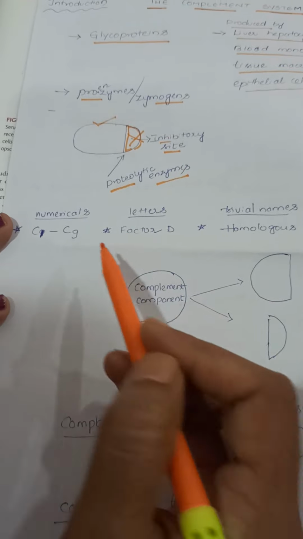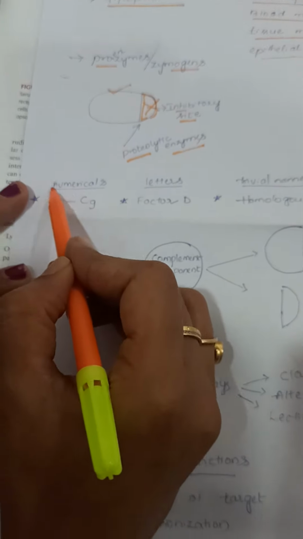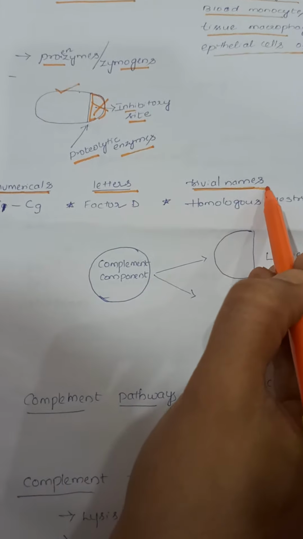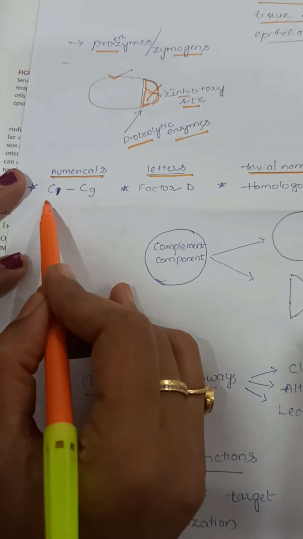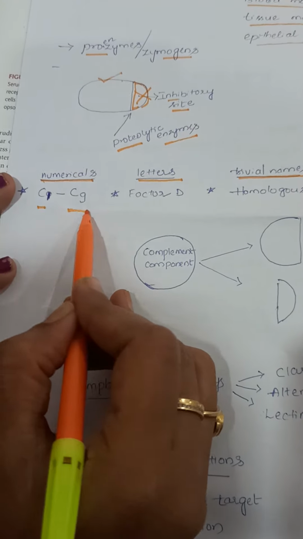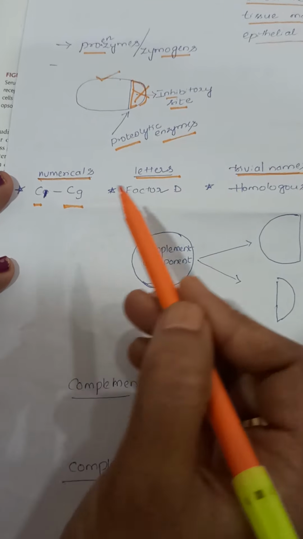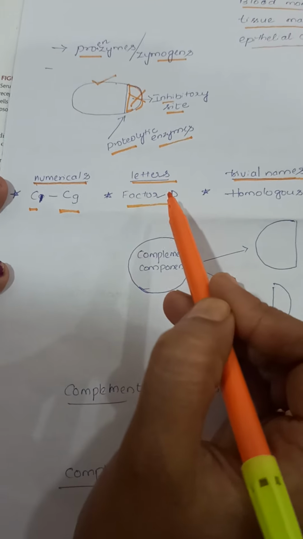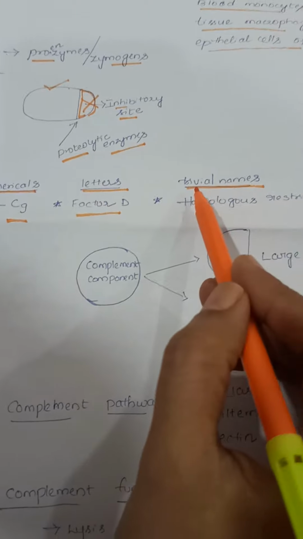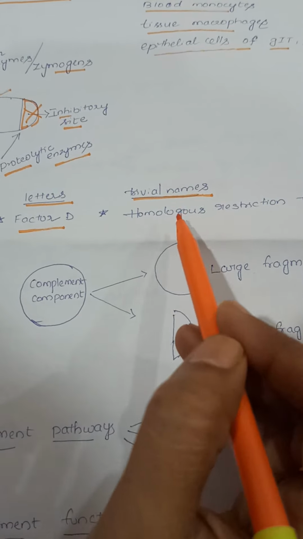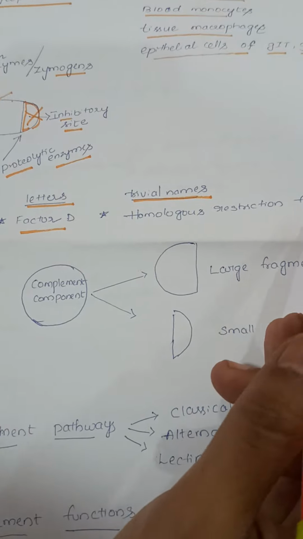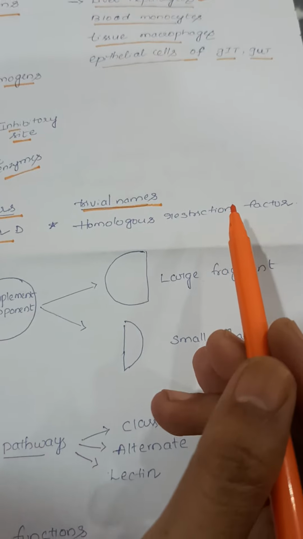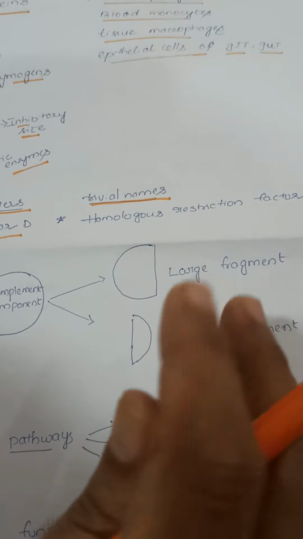These complement components are generally designated by numericals, by letters, or by trivial names. Numericals, like we have complement components from C1 to C9, a series of complement components. An example of letter designations is factor D and factor B. They are also named by trivial names like homologous restriction factor. These are just examples to tell you how these complement components are designated.